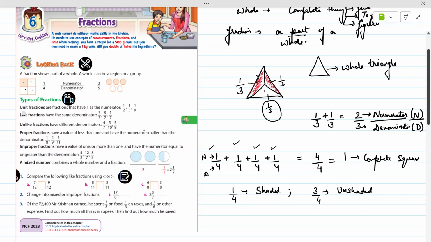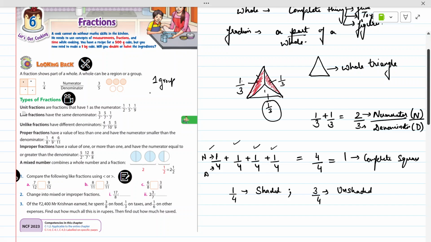Similarly, there is another example where there is a group of a figure, and I think this is 1, 2, 3, 4, 5, 6, 7, 8 octagons. This figure is an octagon, which has 8 sides. So there are 5 octagons, out of which 3 are shaded. If I consider this whole as one group, then what fraction of this group is shaded?